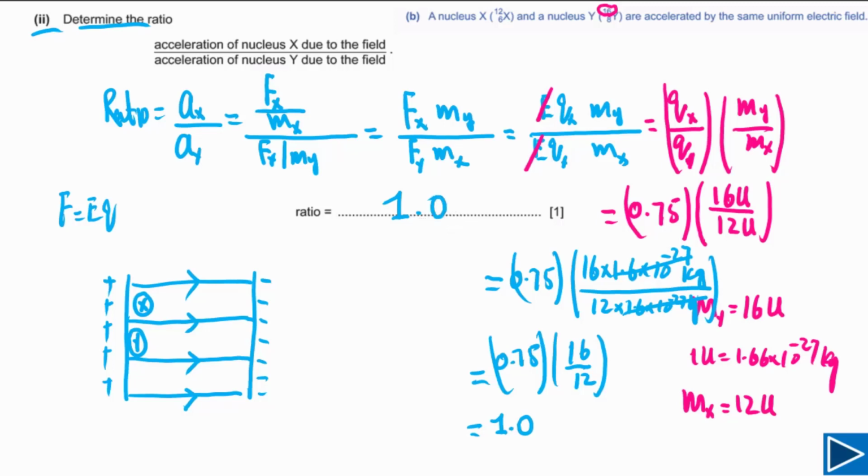This question has only 1 mark. If you got the right answer, you will get that mark. I have explained in detail, because sometimes some students are confused with little points, so I have explained in detail so you have a clear picture of this question.